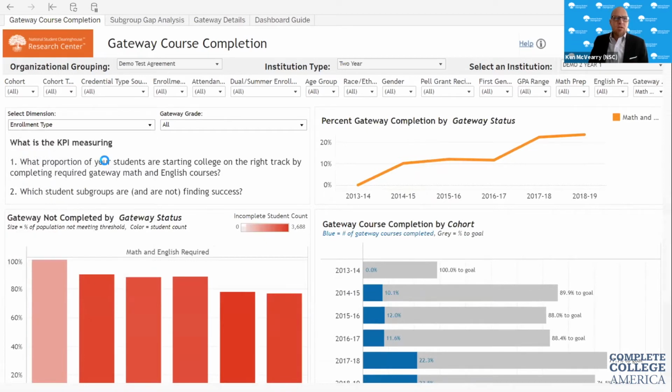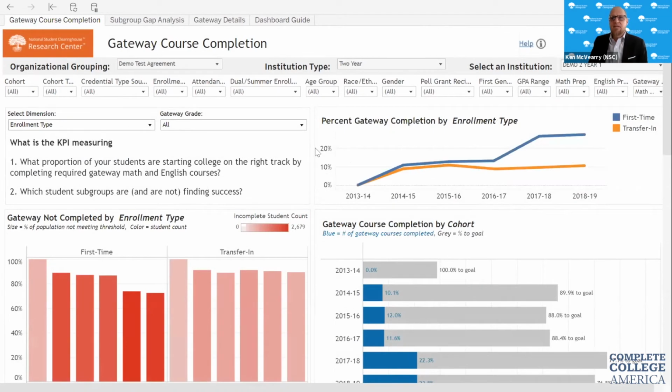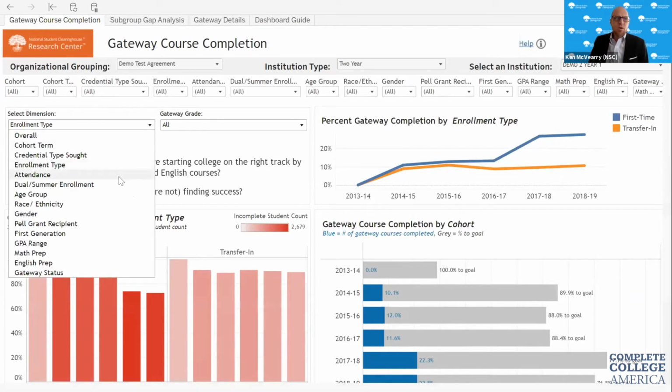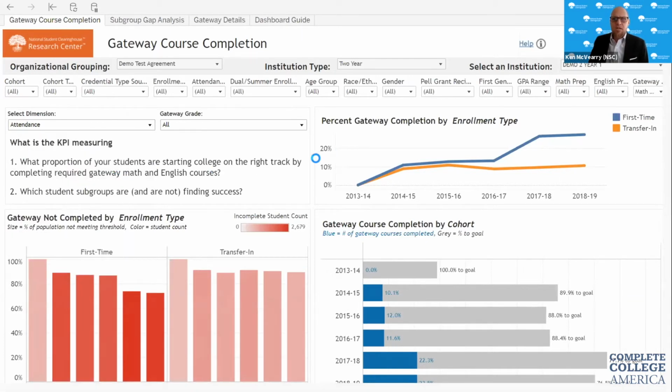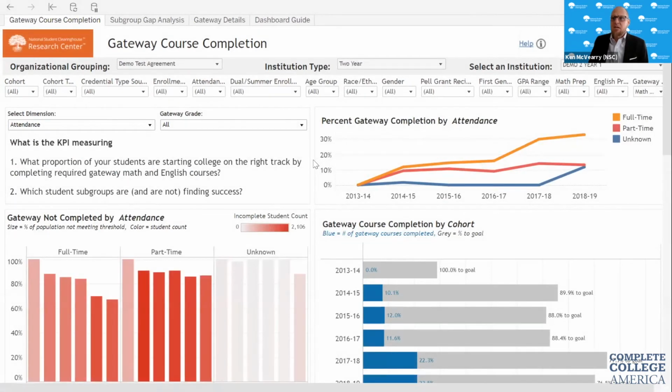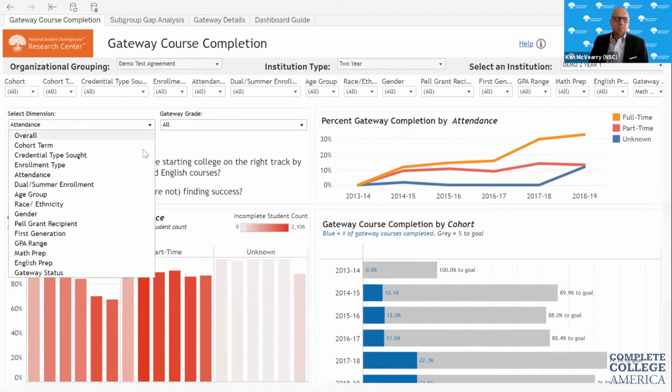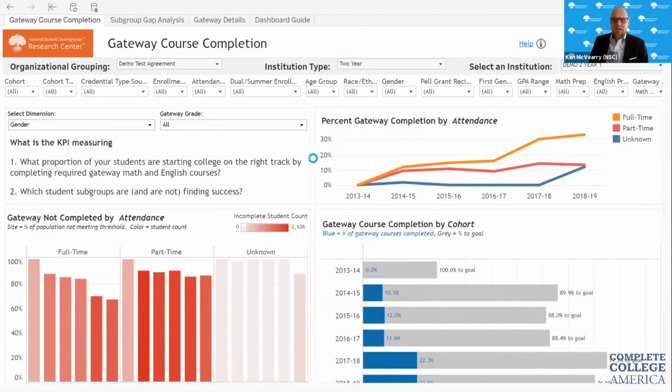So let's say I want to break this down by enrollment type. Again, it's just the students who are required to take math and English, right? Well, now we're starting to see, okay, whatever that student success strategy was, our first-time students clearly got a more significant lift than our transfer-in students, right? What if I wanted to do it by attendance, full-time, part-time, and start understanding that? I'm starting to see, okay, clearly both full-time and part-time students benefited, but the full-time students benefited significantly more than our part-time students.